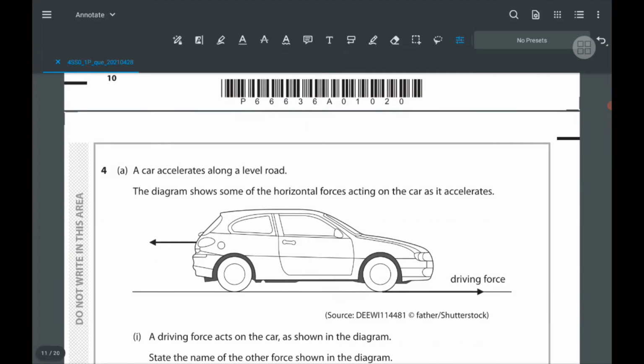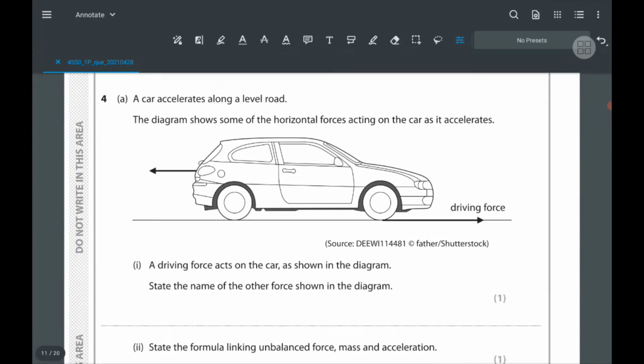Next question. A car accelerates along a level road. The diagram shows some of the horizontal forces acting on the car as it accelerates. A driving force acts on the car as shown in the diagram. State the name of the other force shown in the diagram. We know when the vehicle is moving forward, there will be frictional forces acting. Now, there are 2 different types of frictional forces or resistive forces. Those are the friction on the road and the air resistance.